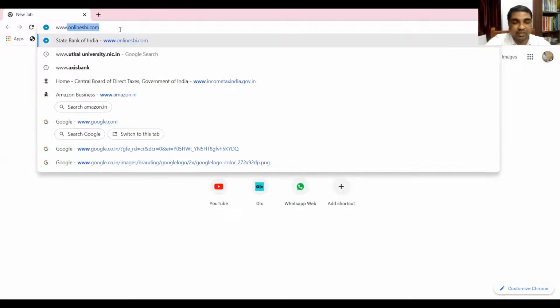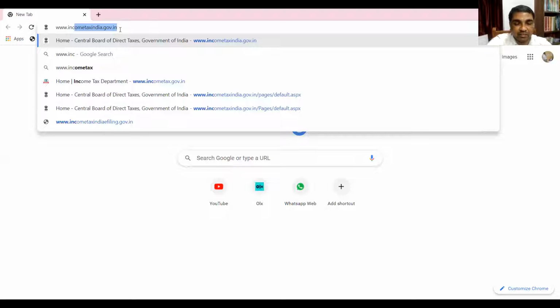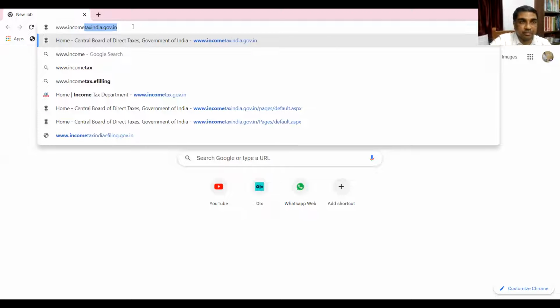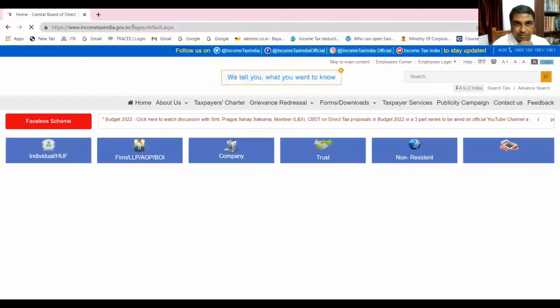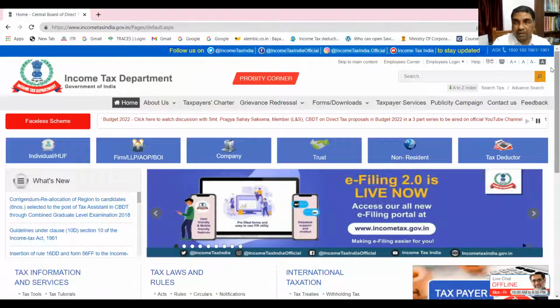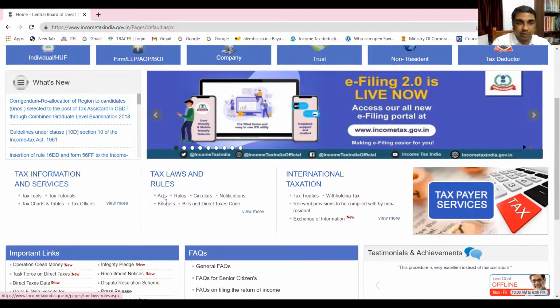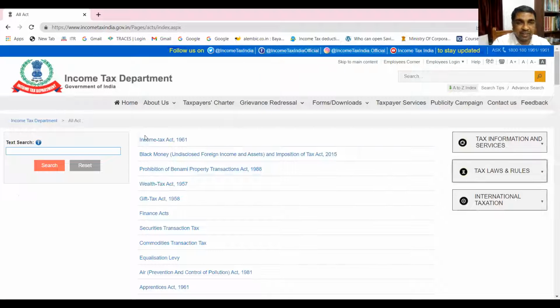Yes, sir. So let us go to Income Tax Department's website, incometaxindia.gov.in, and let me take you to the Income Tax Act. First, I will click here Acts. Then let me go to Income Tax Act.